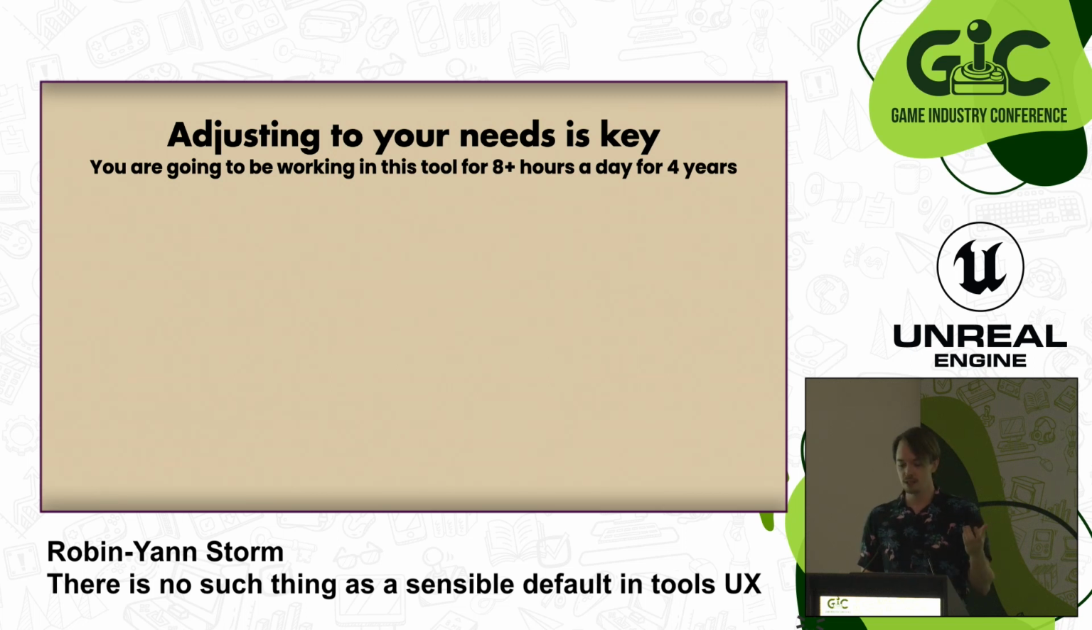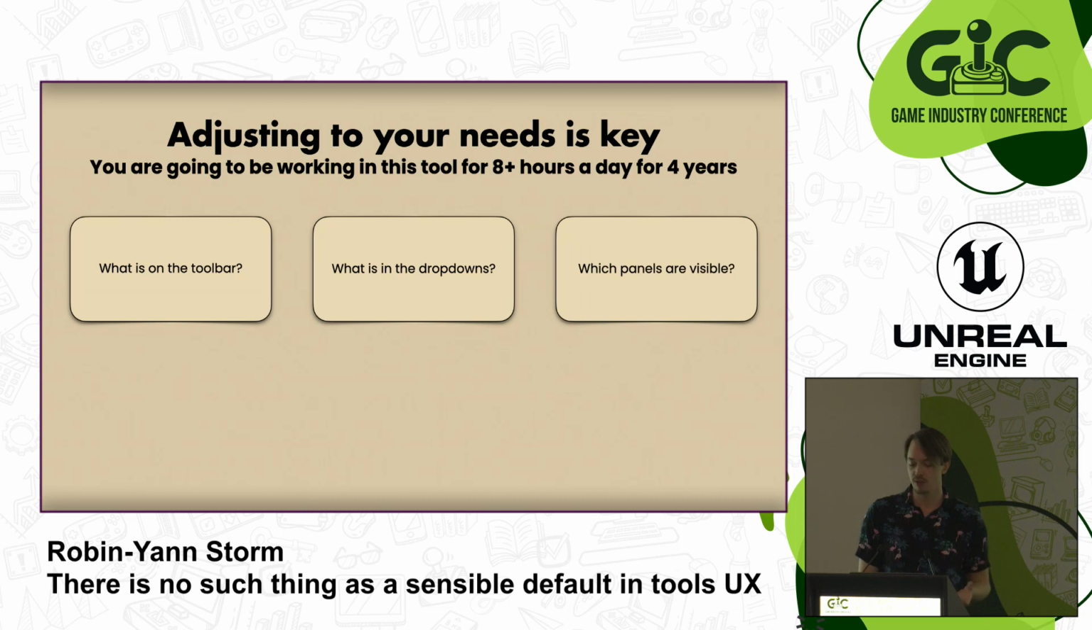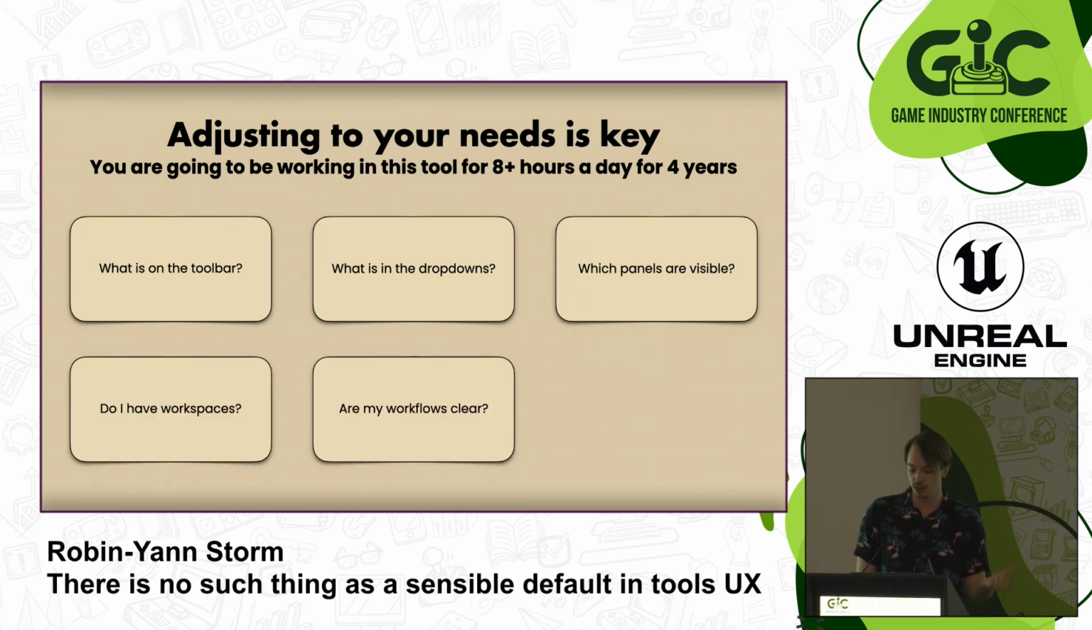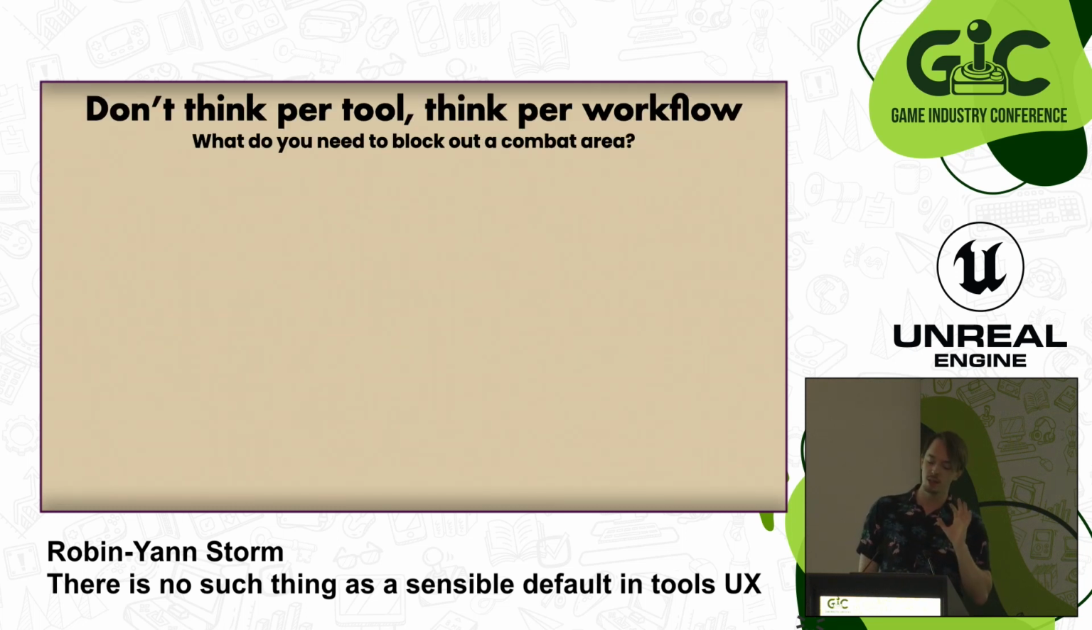So it's about asking questions like, what is on the toolbar? What is in the drop-downs? Which panels are visible? Do I have workspaces? Are my workflows clear? And is what I need where I need it? You can use a default, sure, but what does every single individual user need? And also an important point here is to not think per tool, think per workflow.